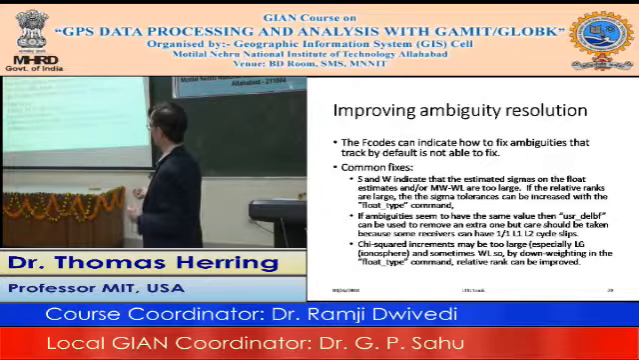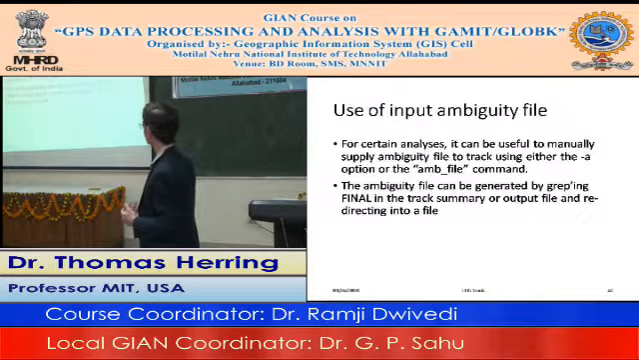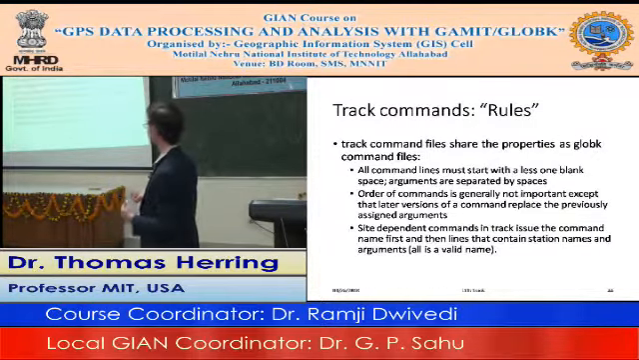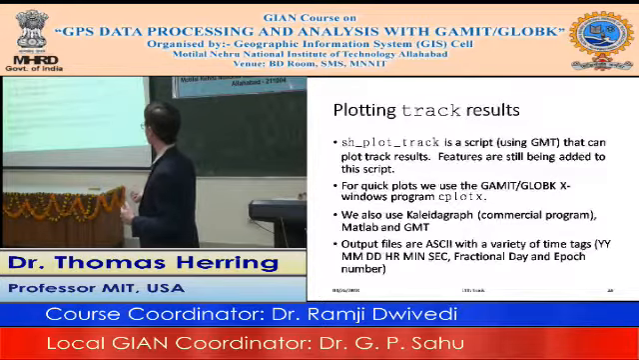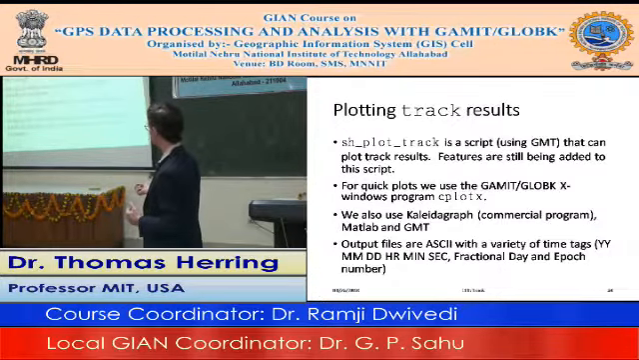There's also this ionospheric constraint, an ionospheric model you can get from the FTP at CDDIS, and we go to that. It uses the ambiguity files. So the other tunable parameters that are out there, again, have reasonable discussions about how you should go about doing that. For plotting the results, there is SHPlot track, which allows you to plot those different DH files, etc. You can also, as we showed yesterday, use a little X Windows graphics package in GAMIT or in GLOBK called CPlotX.